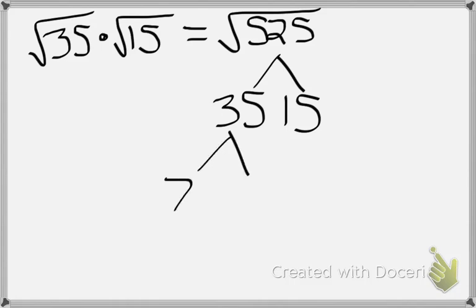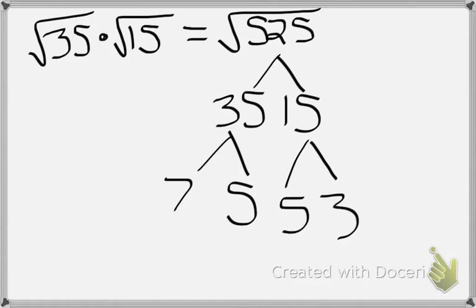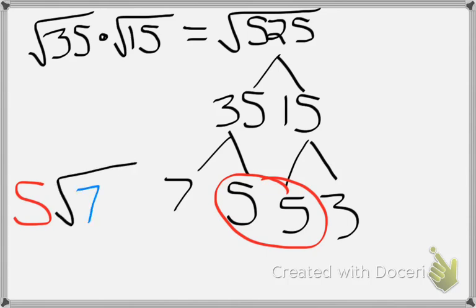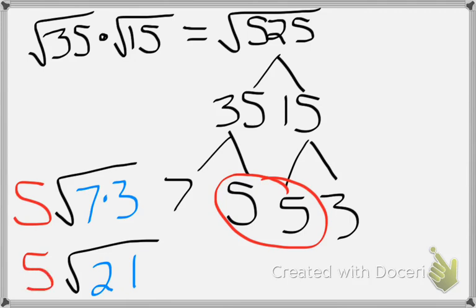All right, so 35 is 7 and 5. 15 is 5 and 3. We've gone all the way we can. That's the prime factorization. Well, 5 has a friend to play with, so he gets to go on the outside. 5's on the outside. 7 and 3 do not have friends. 7 and 3 are stuck on the inside. And 7 times 3 is 21. So we have 5 times the square root of 21. That is the full simplified version of our numerator. So I'm going to go put that on top of the fraction.